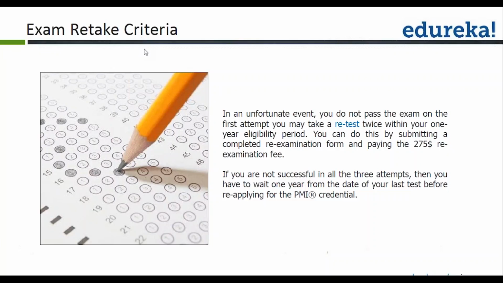Now, in case one is unable to clear this exam even after 3 attempts, then one needs to wait for 1 year from the date of the last test before reapplying for the PMI credential. So that's the only criterion which one needs to clearly understand. Otherwise you're given 3 attempts in a year, but if one is unable to clear this within 3 attempts, then you have to wait for 1 year before you can appear for this exam again.